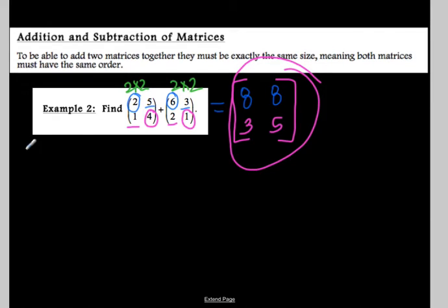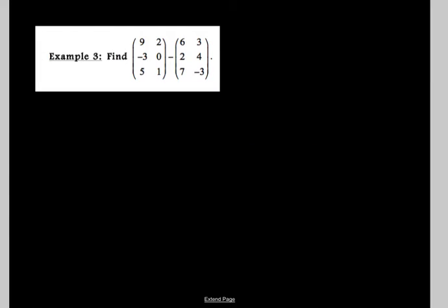Okay. Same thing with subtraction. As long as they're the same size, you can go ahead and subtract them. So let's check our sizing, or the order as we call it. This has 3 rows and 2 columns, so this is a 3 by 2. This has 3 rows and 2 columns, so this is a 3 by 2. So they are the same size, so now I can go ahead and subtract them. I'm going to write this one out a little bit more. It'd be 9 minus 6. Then I would have negative 3 minus 2. Then I would have 5 minus 7.